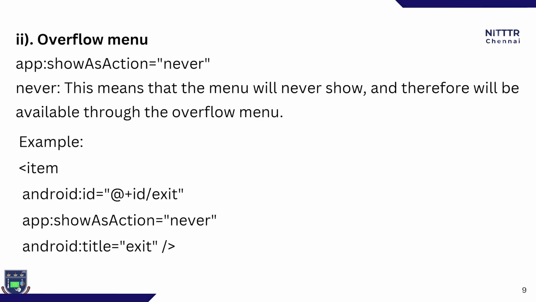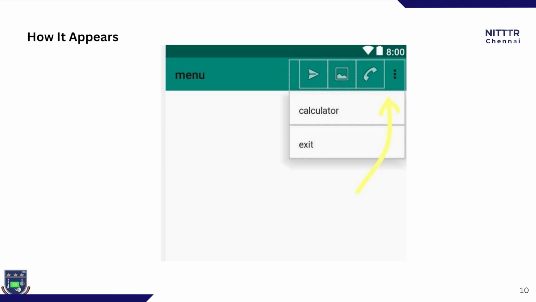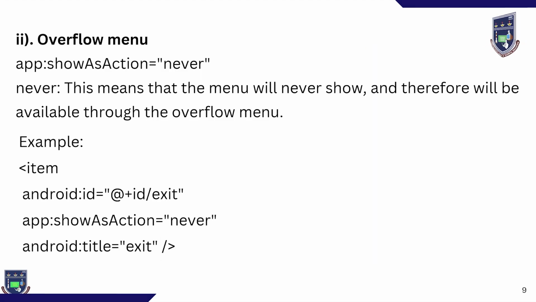Next, we will see about the overflow menu. Here the first statement is app:showAsAction equal to never. Never means the menu item will never be shown in the bar and will therefore be available through the overflow menu. Let us see what the overflow menu is. The overflow menu is the 3-dot icon in the action bar. Normally, it appears on the top right side in the mobile app. It contains menu items that are not shown directly on the action bar, in order to save space.